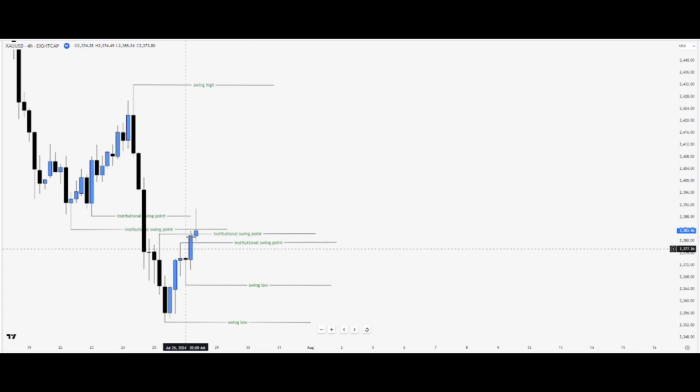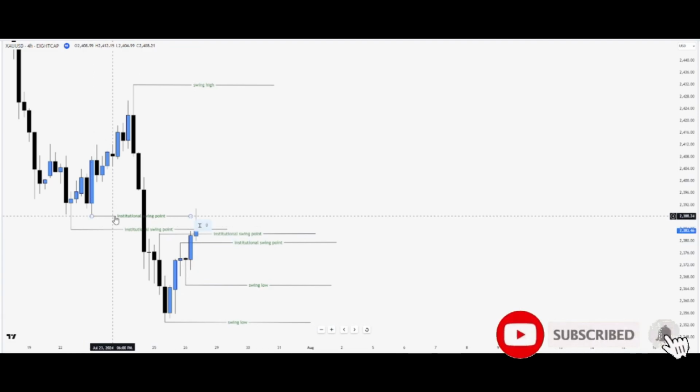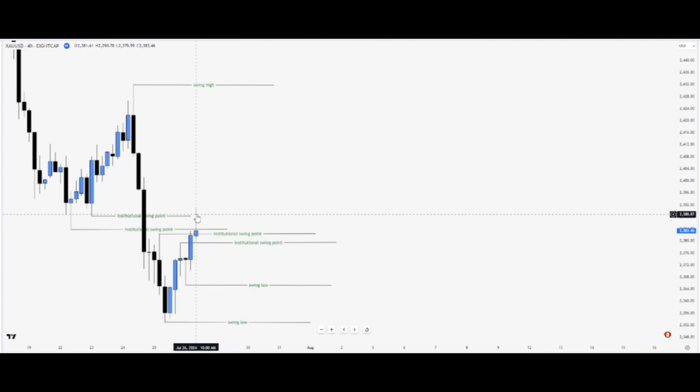So right now we can see that price has pushed all the way to the buy side and price has reacted off this institutional swing point and this institutional swing point right here. So based on the examples and ideas we saw earlier, we will naturally expect price to reverse from this particular point, as this will be the end point of the retracement, saying that we are in a bearish trend.